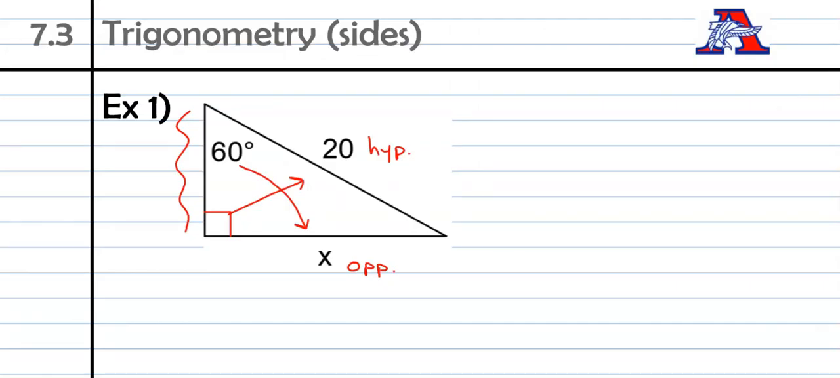After that, you need to decide which of the three trig ratios involves opposite and hypotenuse. We have the O and the H, so we need to think back to SOHCAHTOA, and that's the one that we have. We have O and H, so we have sine. So we're going to set it up like this: sine of 60 degrees is equal to opposite over hypotenuse. In our case, opposite is x over hypotenuse, which in our case is 20. So that's the setup.